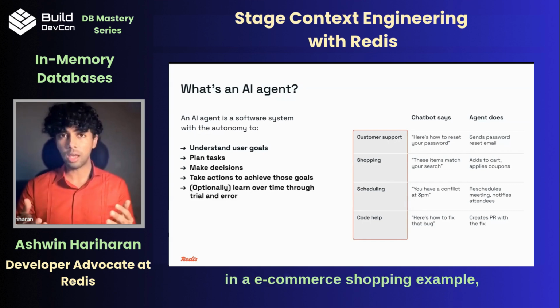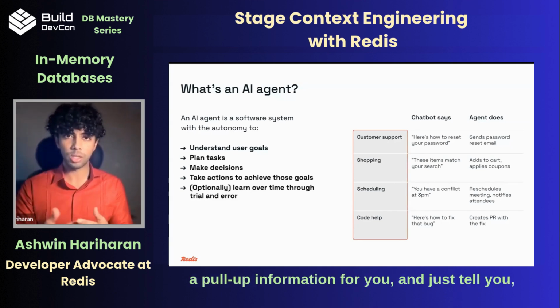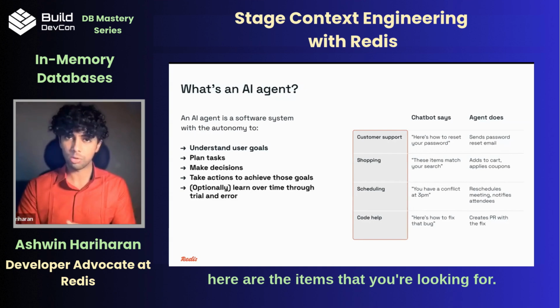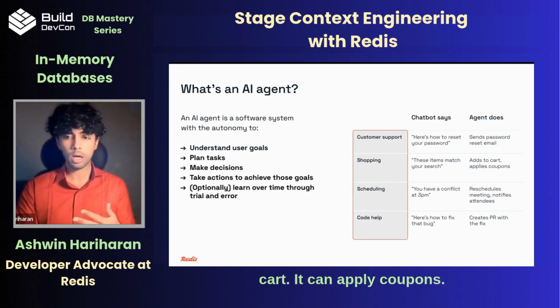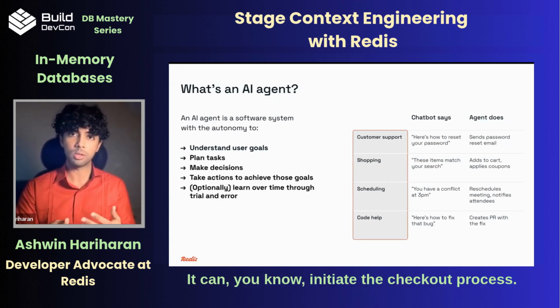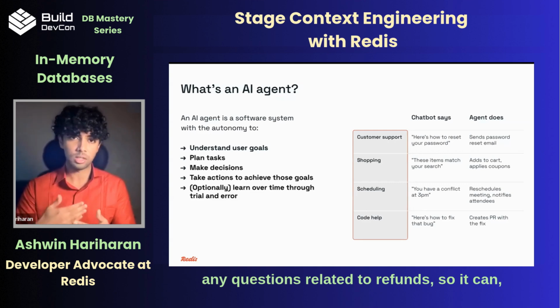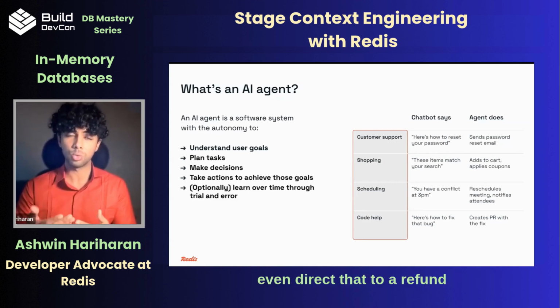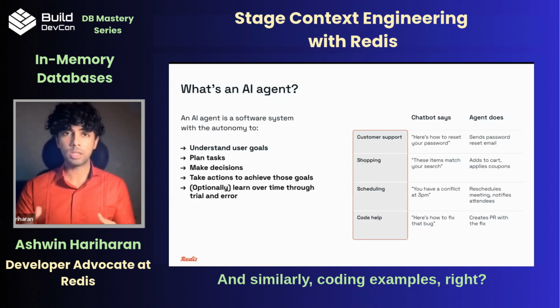And similarly, in an e-commerce shopping example, a chatbot might just pull up information for you and tell you, here are the items that you're looking for. Whereas an AI agent can add things to your cart, it can apply coupons, it can initiate the checkout process. And if you have any questions related to refunds, it can even direct that to a refund workflow as well, right? And similarly, coding examples, right?